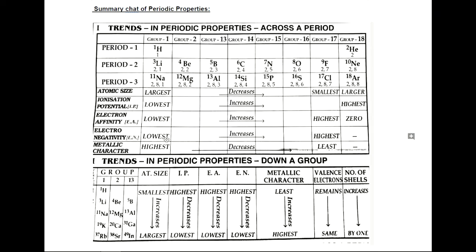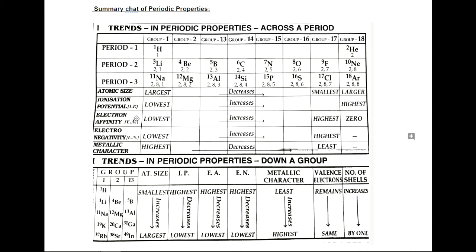Today we will discuss the different periodic properties and their trend across a period and down a group in the periodic table, along with their reasons. These periodic properties are atomic size, ionization potential, electron affinity, electronegativity and metallic character. First of all, in the given chart we will see what happens with these periodic properties when we go from left to right in a period. In this table, the first three periods have been shown along with their elements.